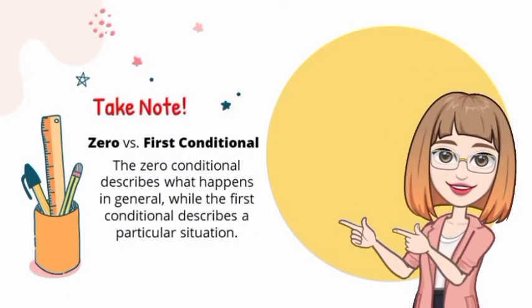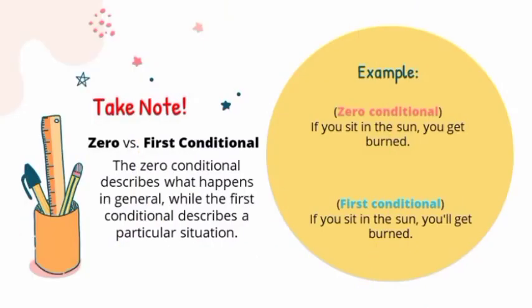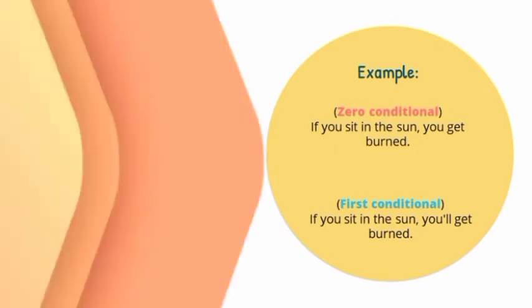And take note of the difference between zero and first conditional. The zero conditional describes what happens in general, while the first conditional describes a particular situation. For example, if you sit in the sun, you get burned. Here I am talking about the burning as a natural consequence of the sitting. But if you sit in the sun, you'll get burned. Here I am talking about what will happen today, and another day might be different.